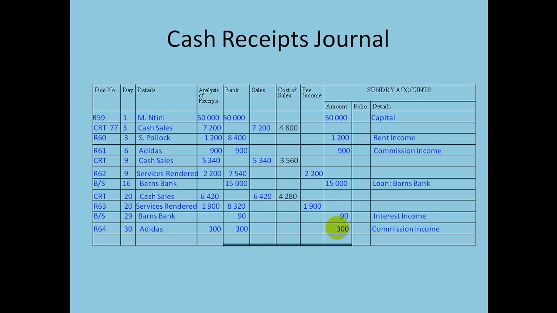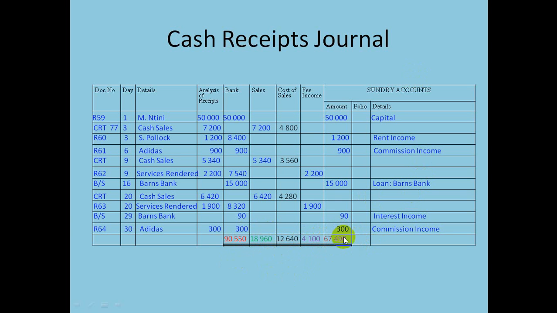Right, now at the end of the month, what do we do? We tally up for the month. There you go. So my bank figure, what I received during this month, was 90,550. That is 18,960 for sales, 4,100 for fee income, and 67,490 for everything else. Remember to check: 90,550 must equal sales plus fee income plus the sundry accounts figure.